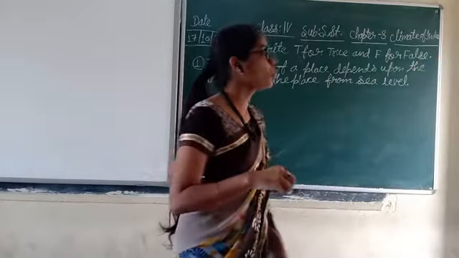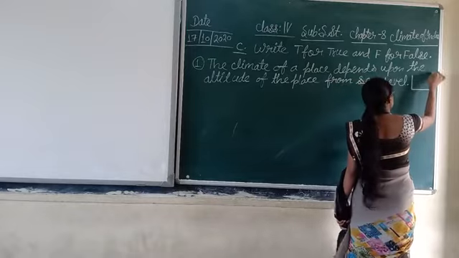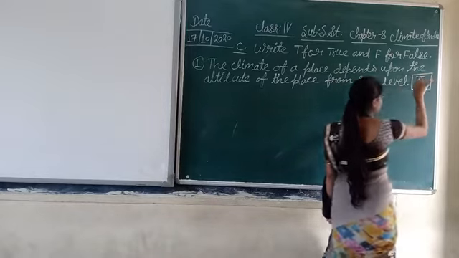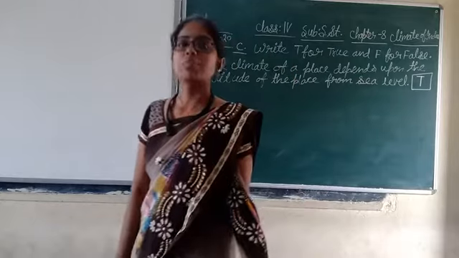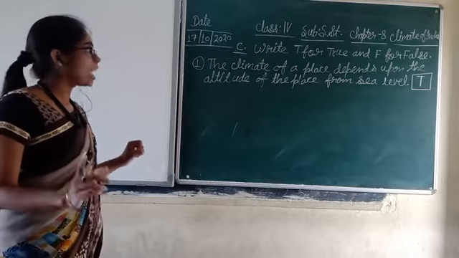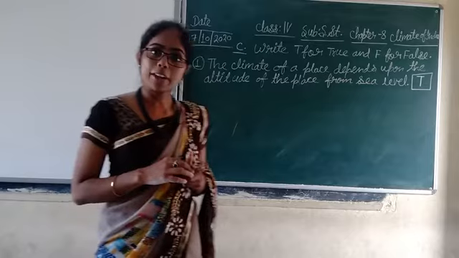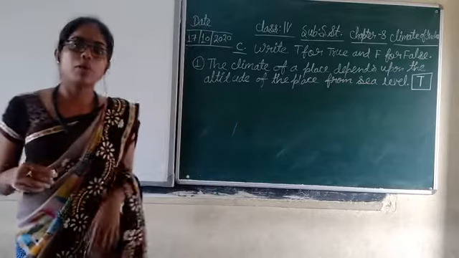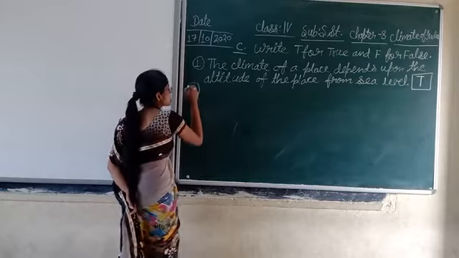So this is true, and for true what we have to write, my dear students? T. So now you have to use a pencil. Take your pencil, write into your book T, because the first statement given here is true. The climate depends upon the height of the place from the sea level. Understood all of you? I hope all of you understood. Now let's do question number 2 of this exercise.